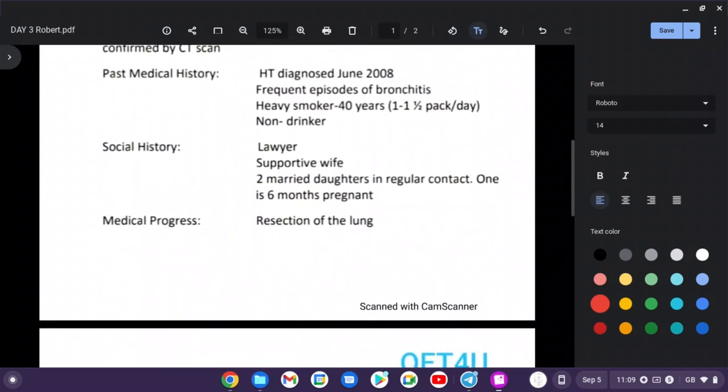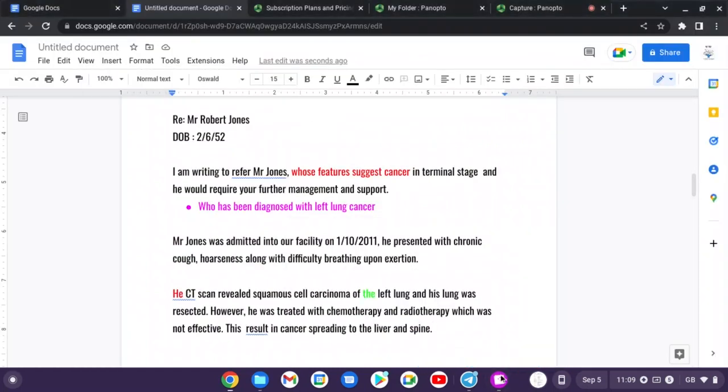So it is already given in that. So that's a good point. That's, resection of the lung was done. So again, however, he was treated with chemotherapy and radiotherapy, which was not effective. Why? That is an important question.